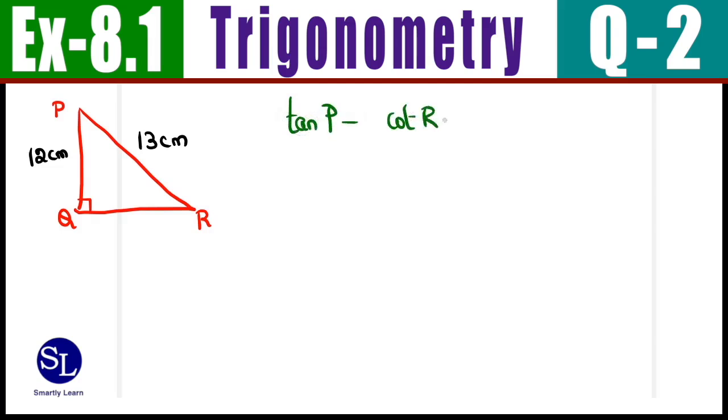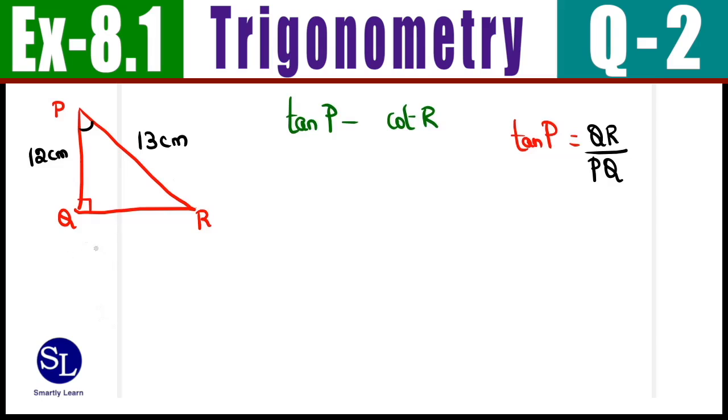So let's first compute tan P. Tan P is going to be equal to opposite side by adjacent side. According to the vertex P, the opposite side is QR and the adjacent side is PQ. We already know the value of PQ, so let's find out what QR is.